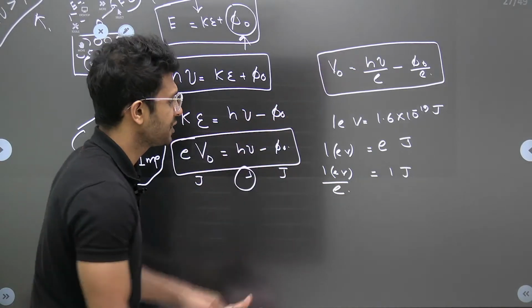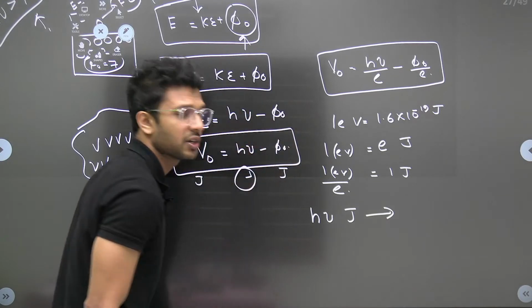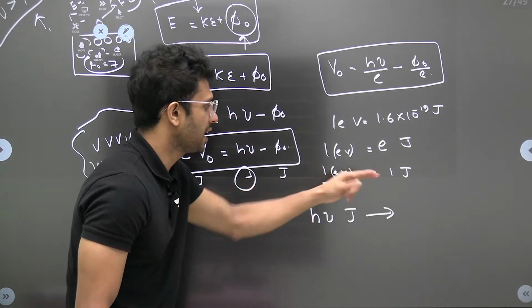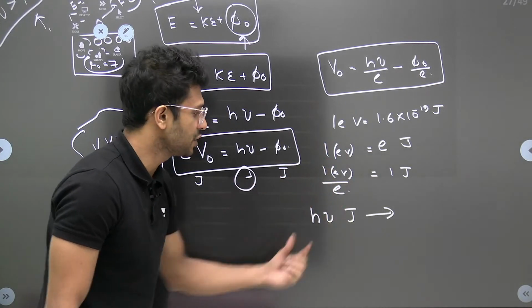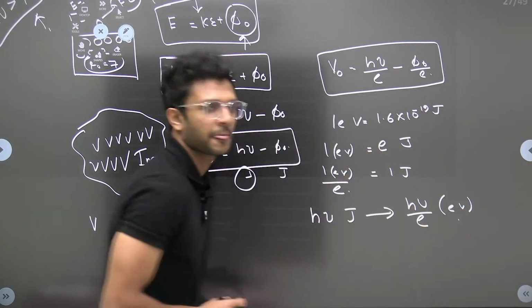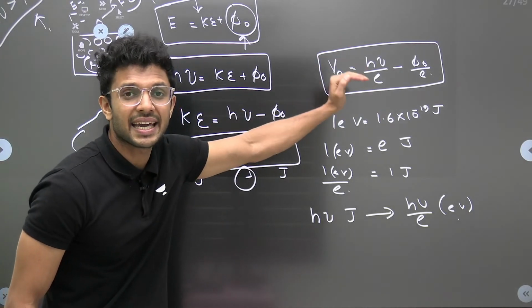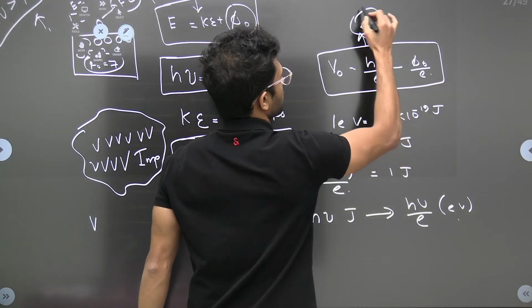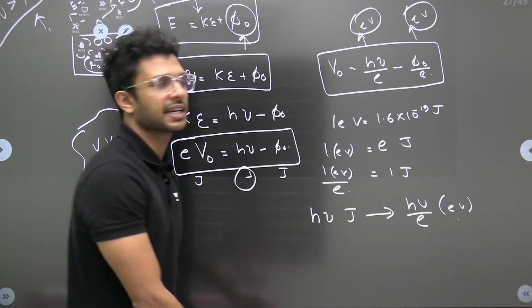So h nu in joule will be equal to, 1 joule is 1 by e. So h nu joule will be, 1 joule is 1 by e, 2 joule will be 2 by e, 3 joule will be 3 by e, h nu joule will be h nu by e electron volt. है ना? मतलब this h nu by e is the energy of photon in which unit? In electron volt. Similarly, phi naught by e is work function in electron volt, bas.